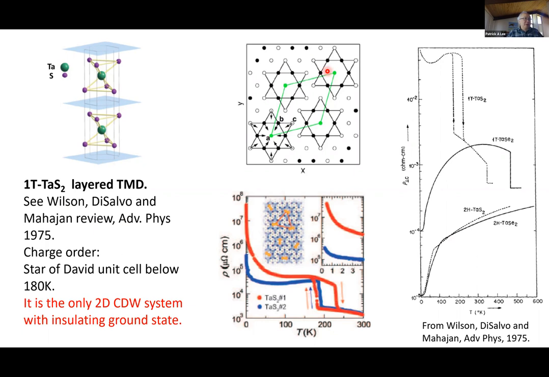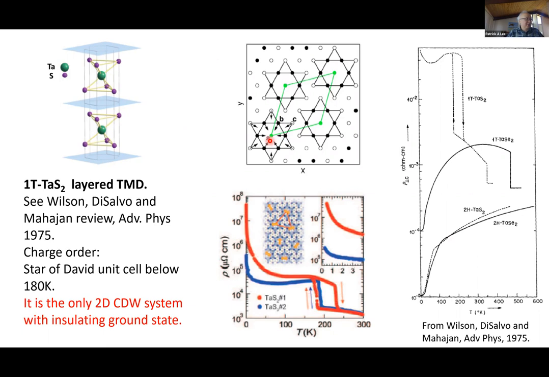Okay, so here I'm just plotting only the tantalum sites. As I said, the tantalum forms a triangular lattice. So for our purpose, we can forget about the sulfur. The sulfur does the charge transfer, whichever. And so the charge density wave is that you form a new unit cell, which is a 13 by 13 site unit cell. Okay, so this is a much larger unit cell.